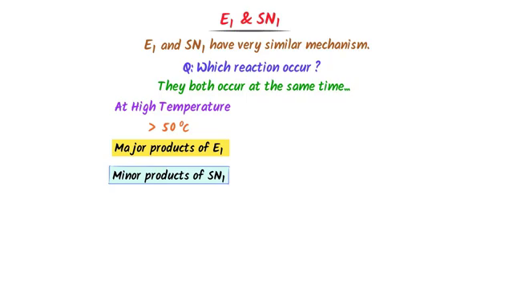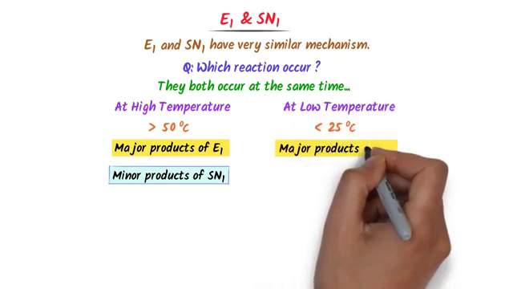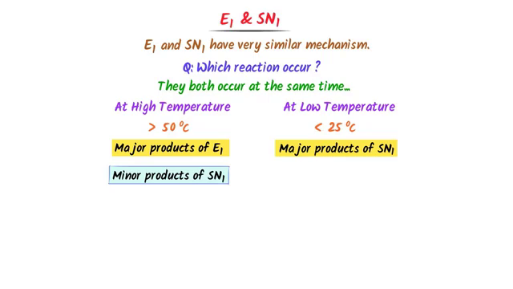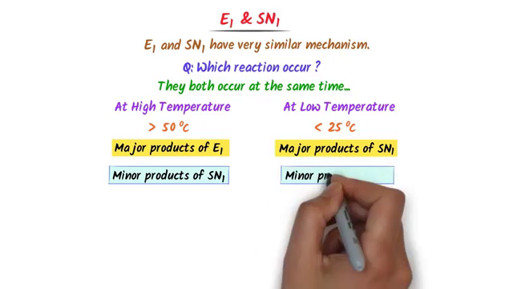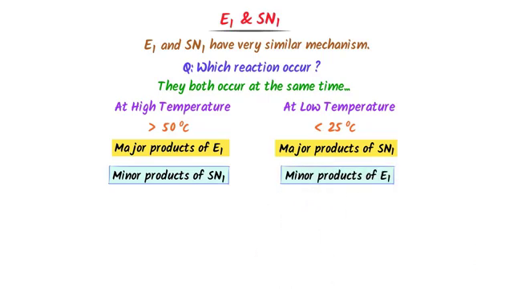On the other hand, at low temperature like below 25 degrees centigrade, SN1 reactions are favored and major products of SN1 reactions are formed, while minor products of E1 reactions are formed. Thus remember that both reactions occur at one time, but at high temperature, E1 reaction is more prominent, while at low temperature, SN1 reaction is more prominent. Hence note down this very important question.